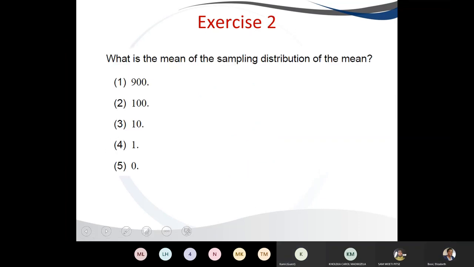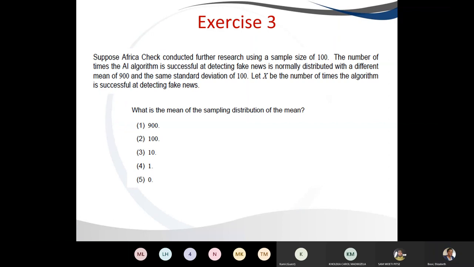Next. Sorry, my question is incomplete. Next, this one. Ignore that one. It's the same thing. What is the answer? Still working it?